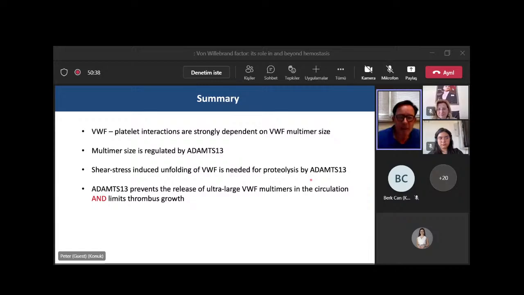So we have VWF platelet interactions that are very strongly dependent on VWF multimer size, and the multimer size is mostly regulated by ADAMTS13. But in order for ADAMTS13 to cleave VWF, we need shear stress induced unfolding of VWF, and that can occur at different positions: at the surface of endothelial cells, at bifurcations, or during thrombus formation. This latter part is important to prevent the release of ultra-large multimers in the circulation and to limit thrombus growth.